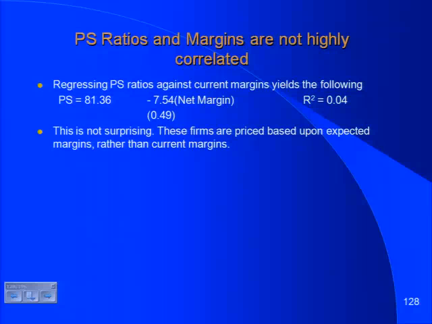How do you read that coefficient? What does that tell you? The more negative the net margin, the higher the price to sales ratio, right? So if you were writing a book on irrational exuberance, here is your exhibit 1. Look how crazy people are. The more you lose, the more they mark up the price.